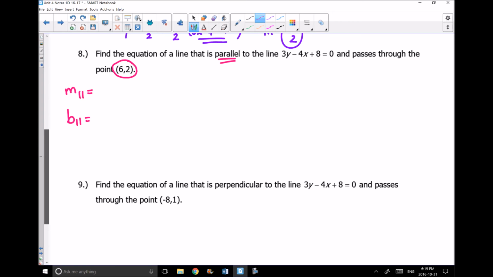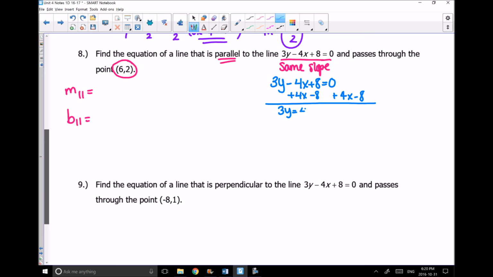However, I know that the slope of a parallel line is going to be the same slope as the line it's parallel to. So how do I find the slope of this equation? I need to isolate the y. So 3y minus 4x plus 8 equals 0. I'm going to add 4x and subtract 8 from both sides. So add 4x, subtract 8. So I get 3y equals 4x minus 8. Divide everything by 3. So I get y equals 4/3 x minus 8 over 3.